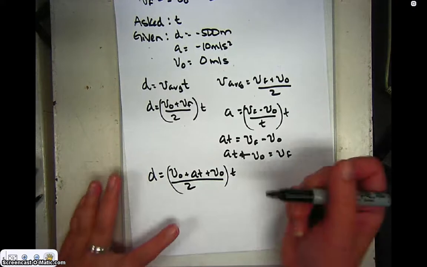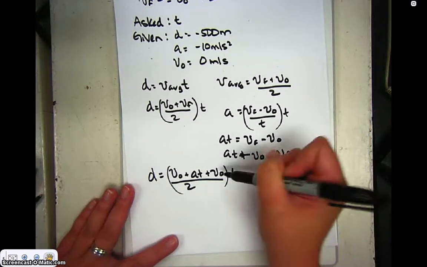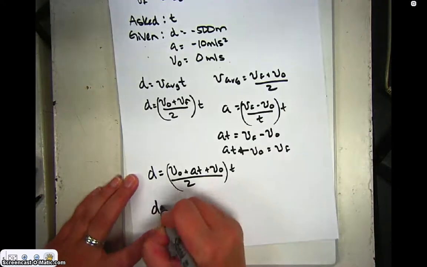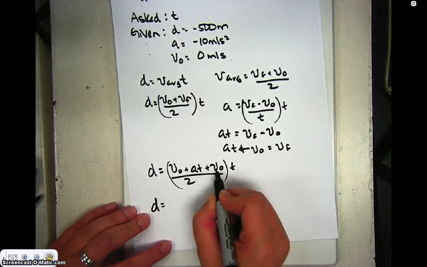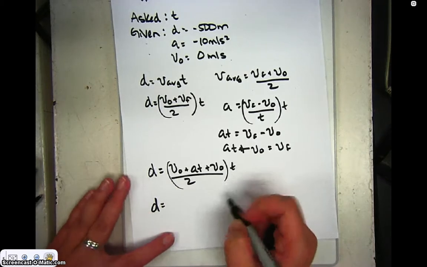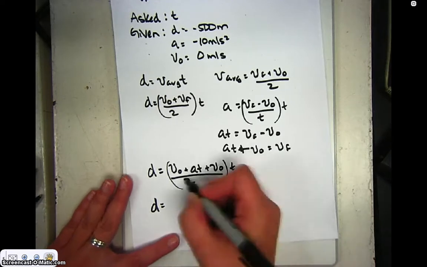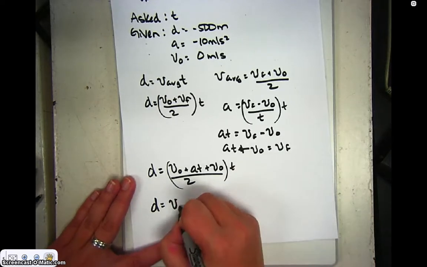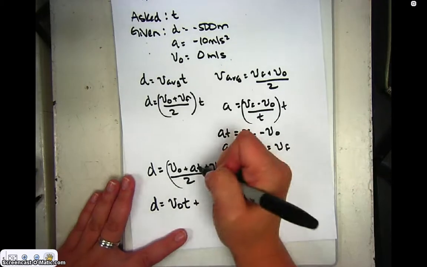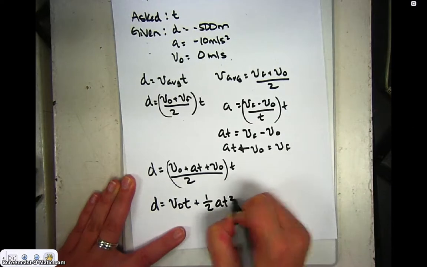Okay, so if I multiply the t through here, I get t in every term, and if I add those two, I'm just jumping some algebraic steps here, so we're going to have 2 v initial times t, plus 2at squared, divided by 2, so it's 2 then divided by 2, so I actually get v initial times t plus at squared over 2, or 1/2 at squared.